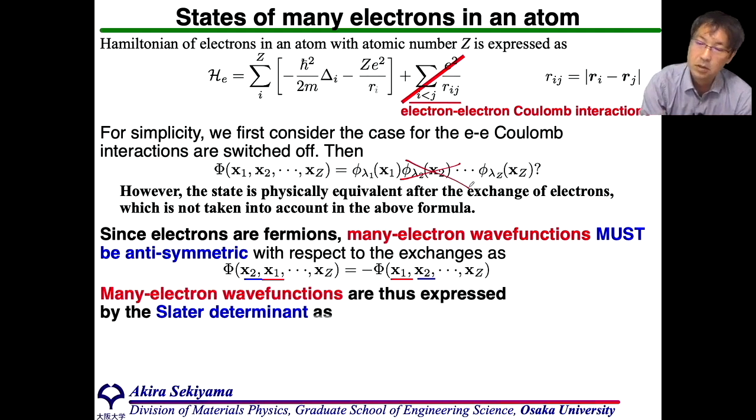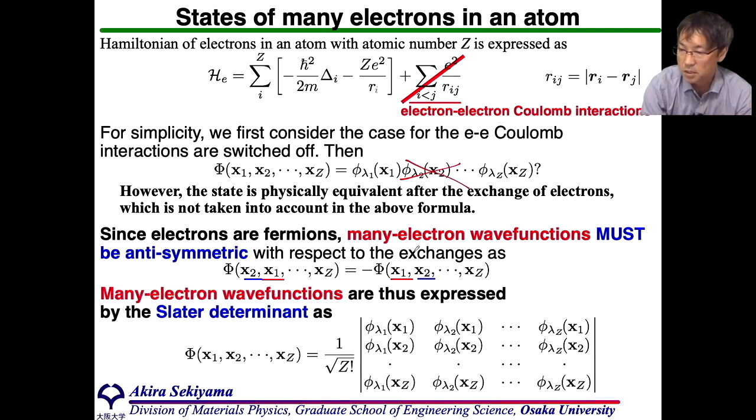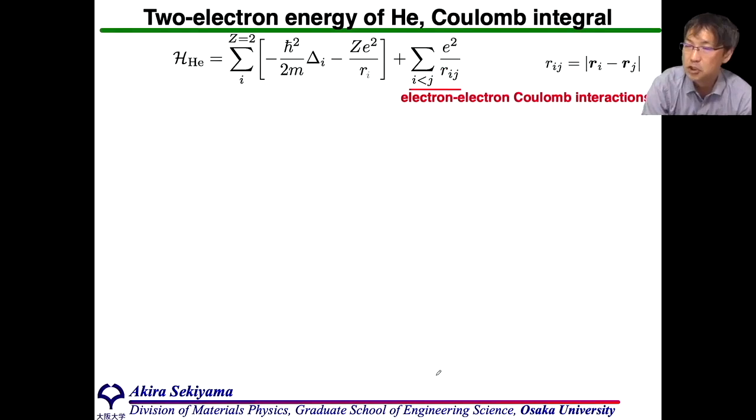Instead, we use the Slater determinant, expressed as this determinant. This determinant satisfies the antisymmetric nature of the fermion many-body wave functions. Therefore, we need to consider the wave function as this one. Then we consider the situation of many electrons.